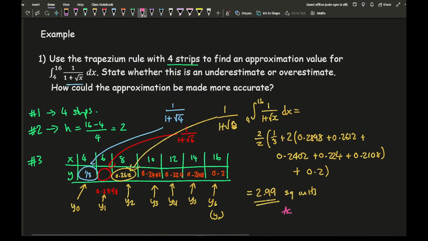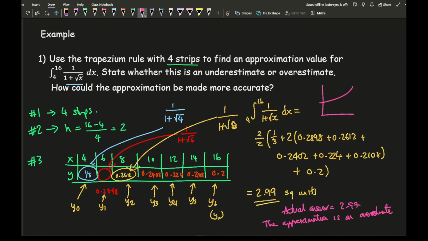So the actual answer or area is 2.97. So my guess, or the approximation, is an overestimate. Now, if I was asked to draw the curve, so for example, do a little sketch of what it looked like, then as it's an overestimate, basically the roofs of those diagonal lines of each of the trapeziums will be above the line. If it's below the line, that's going to be an underestimate.